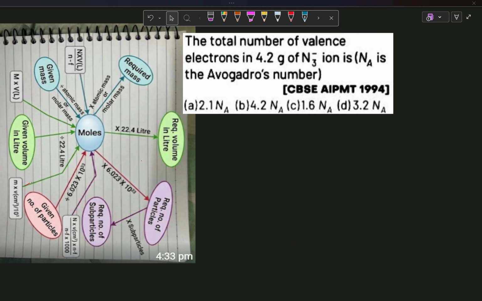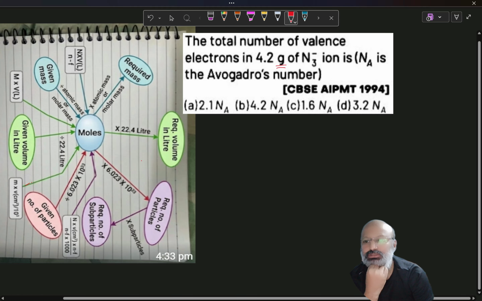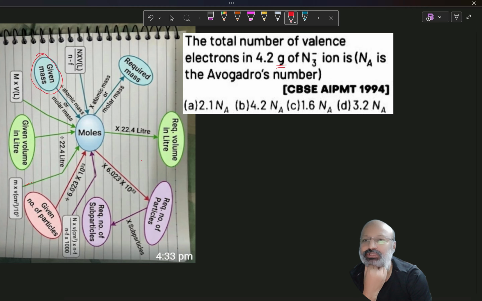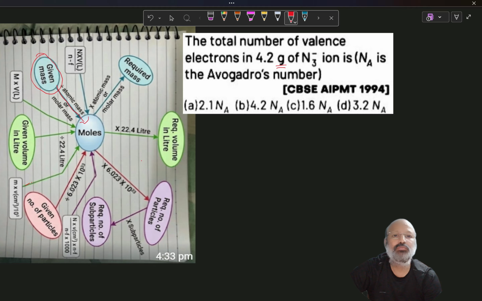So the next question is: total number of valence electrons in 4.2 gram of N3- ion. So now there are various options given. Now we need to understand whatever data is given, that is basically given in terms of gram. You can see this. So basically now you are present at this particular point. Now from this point, you need to reach to mole. Mole is like a junction for you. You need to reach moles, and after reaching mole, you need to go to the particles.